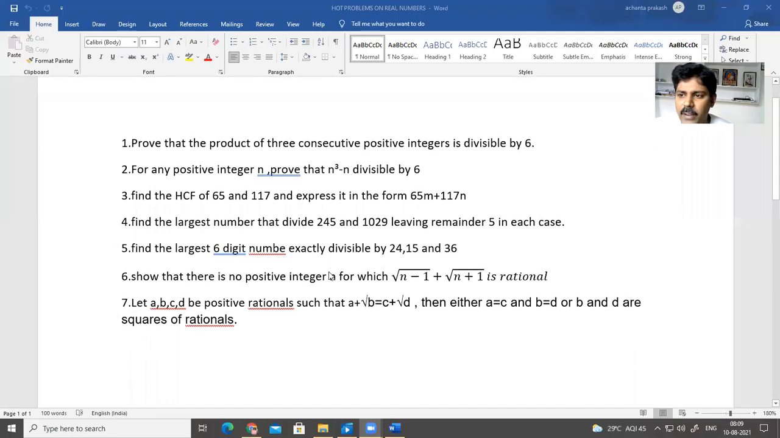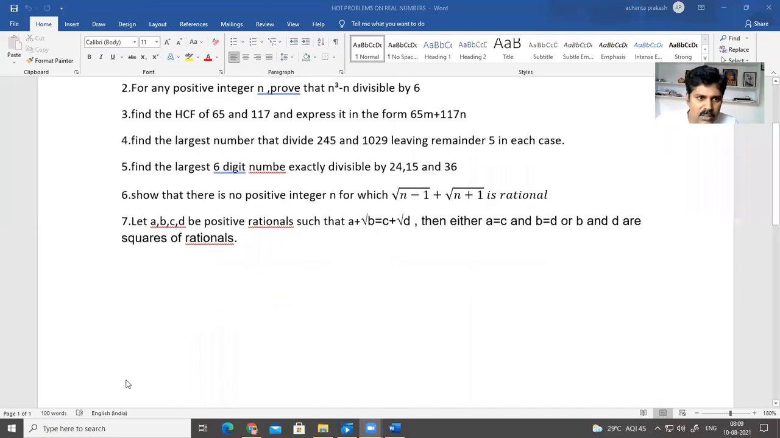Yeah, so already we have done the two problems. Prove that the product of three consecutive positive integers is divisible by 6. And for any positive integer n, prove that n cubed minus n is divisible by 6. These two problems we have done yesterday. And I am going to the next one, the third one.